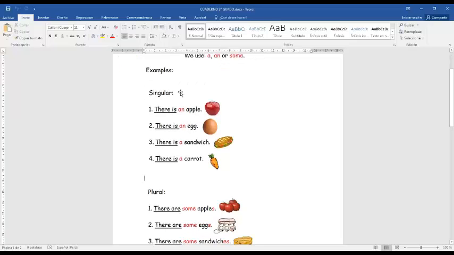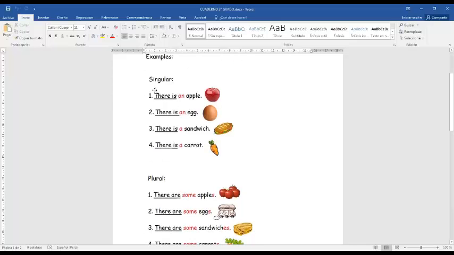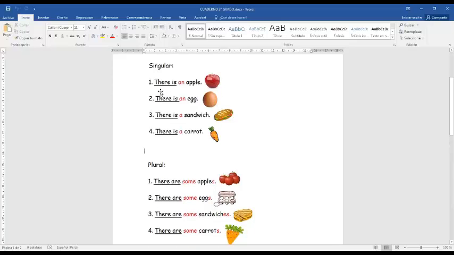Singular examples, okay? For singular examples, we use there is. There is for singular. For example, in number 1, there is an apple. There is an apple. Significa hay una manzana, okay? This is in singular because it means one apple. In number 2, there is an egg. Significa que hay un huevo. Okay? We use there is.